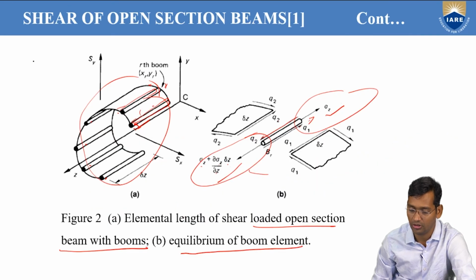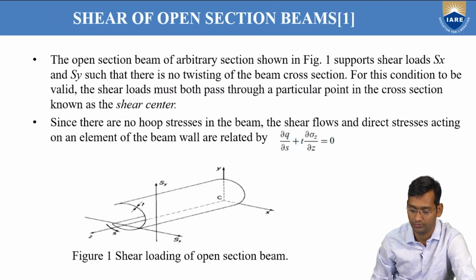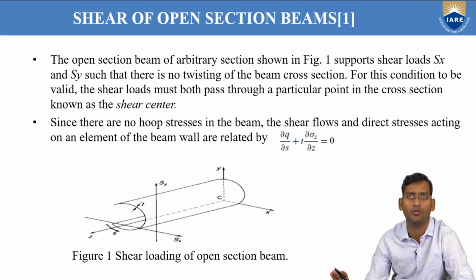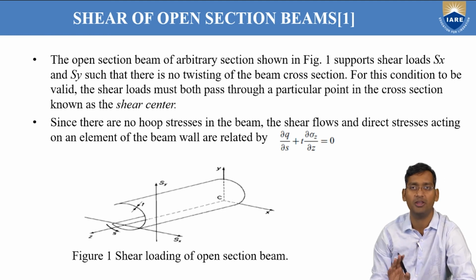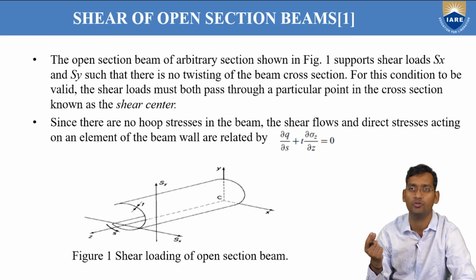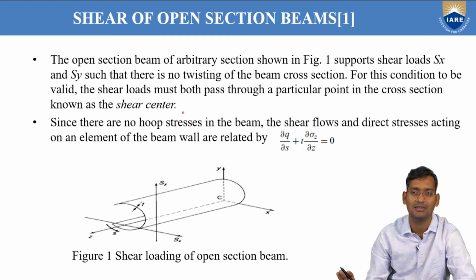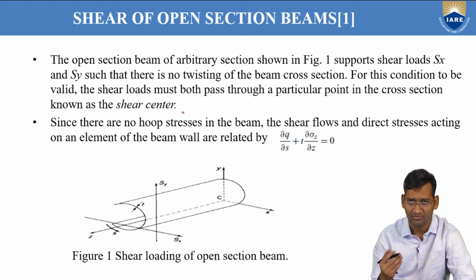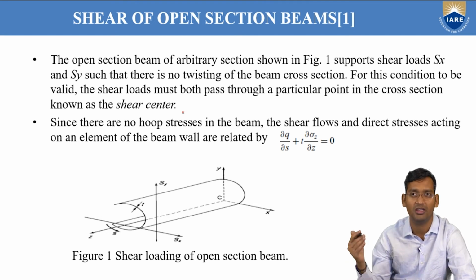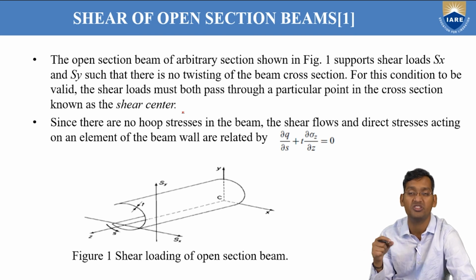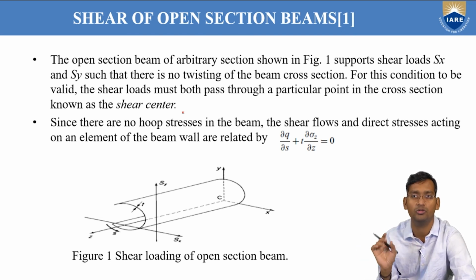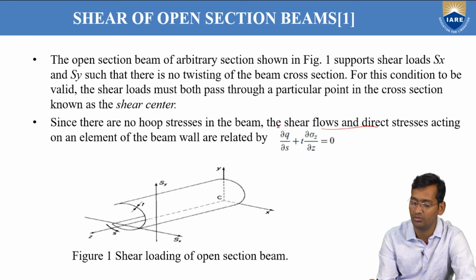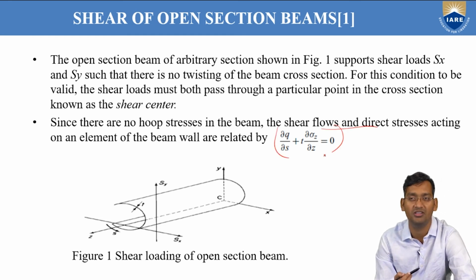Okay, let me recall once again quickly. Now we are finding the shear stress distribution of an open section beam. We have applied loads Sx and Sy, so that twist should not be there. For no twist, they must act through the shear center only. Since it's an open section, there is no hoop stress, so we take the hoop stress term as 0. That's why in the last slide I showed you that if hoop stress or a closed section is there, you just have to add that hoop stress term. So for the flow direction, this will be del q by del s plus t into del sigma z by del z.